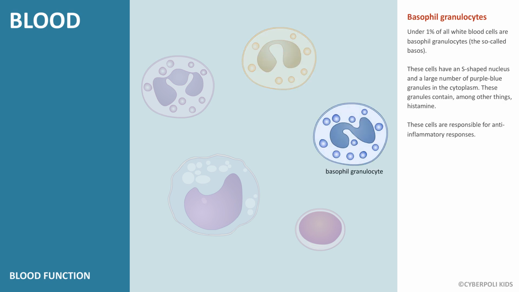Under 1% of all white blood cells are basophil granulocytes, the so-called basos. These cells have the S-shaped nucleus and a large number of purple-blue granules in the cytoplasm. These granules contain, among other things, histamine. These cells are responsible for anti-inflammatory responses.